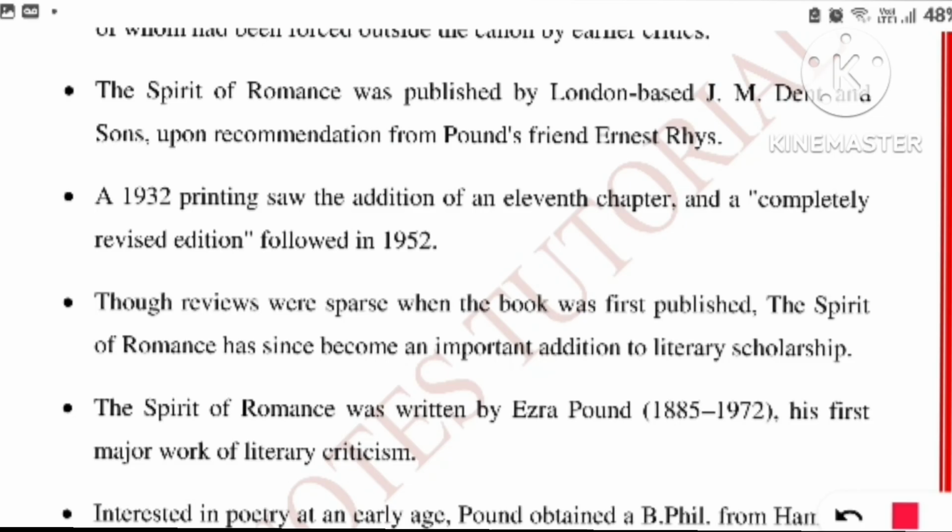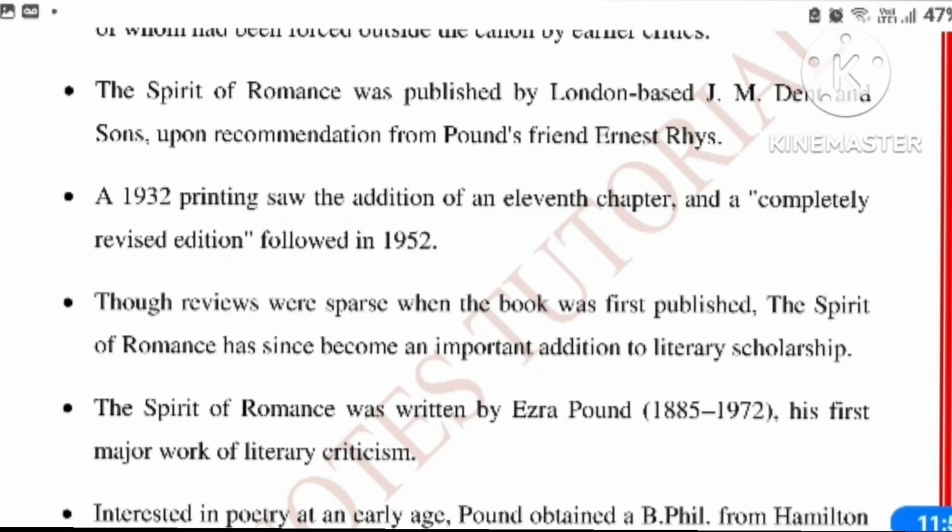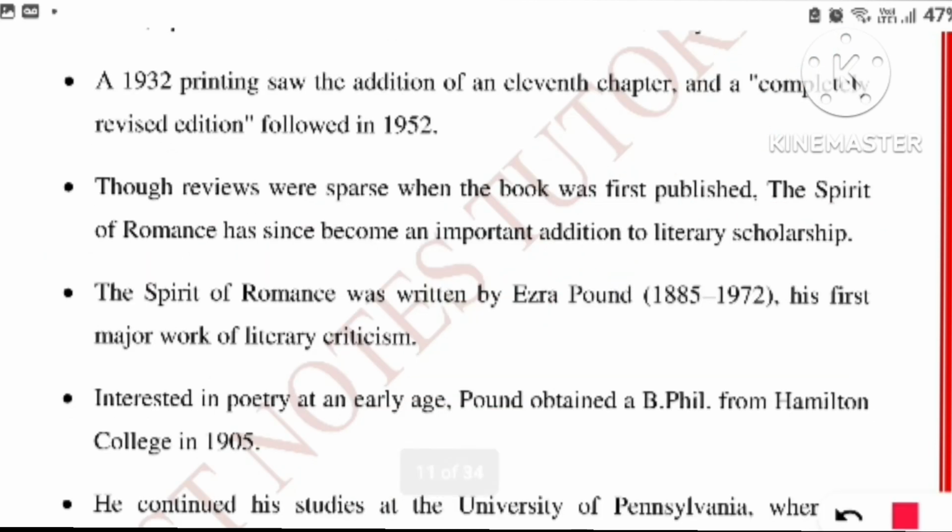A 1932 printing saw the addition of an 11th chapter and a completely revised edition followed in 1952. Earlier, there were 10 chapters in this collection, but afterwards, Ezra Pound added one more. Therefore, the entire book had to be revised. And this was done in the year 1952. The years are very important, so please focus on those.